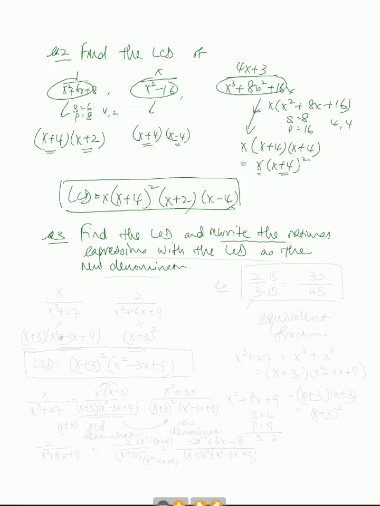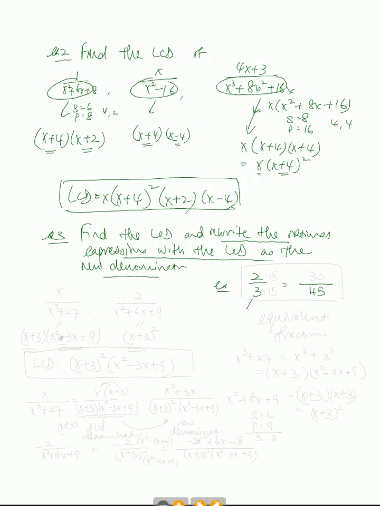Okay, what does it mean to rewrite the rational expression with the LCD as the new denominator? This is something again you've seen before. For example, the fraction is, let's say, two-thirds. Say I no longer want you to use 3 as the denominator. I say, okay, can you use 45 as the denominator?